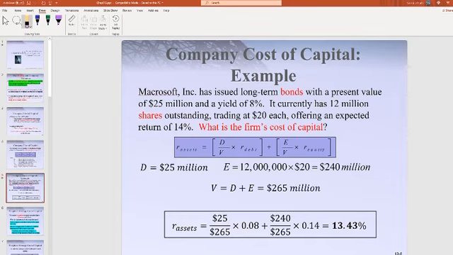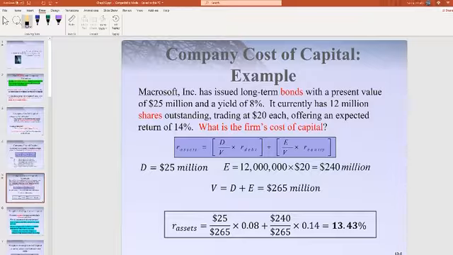Equity, we don't have it as a dollar amount, but we know from the question we have 12 million shares. This is the number of shares. Each of them is $20. So think of this one: we have 12 million shares, each of them worth $20. If you multiply 12 million by 20, this is 240 million. This is the value of equity.